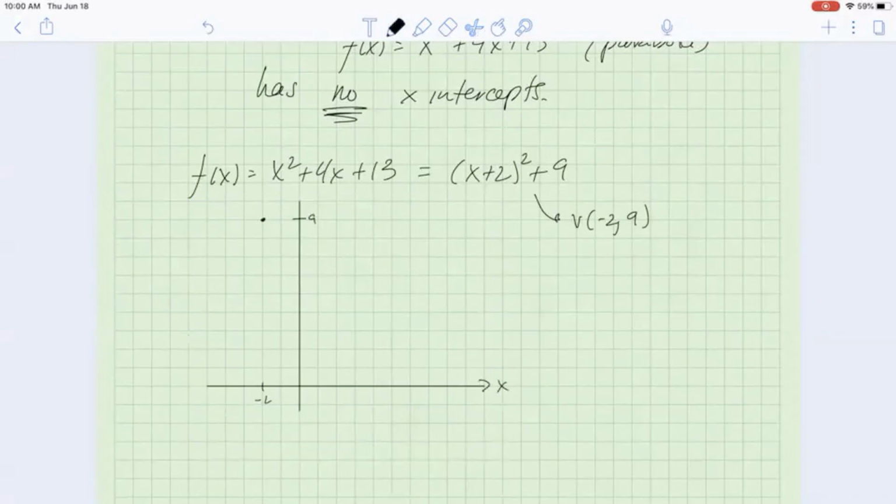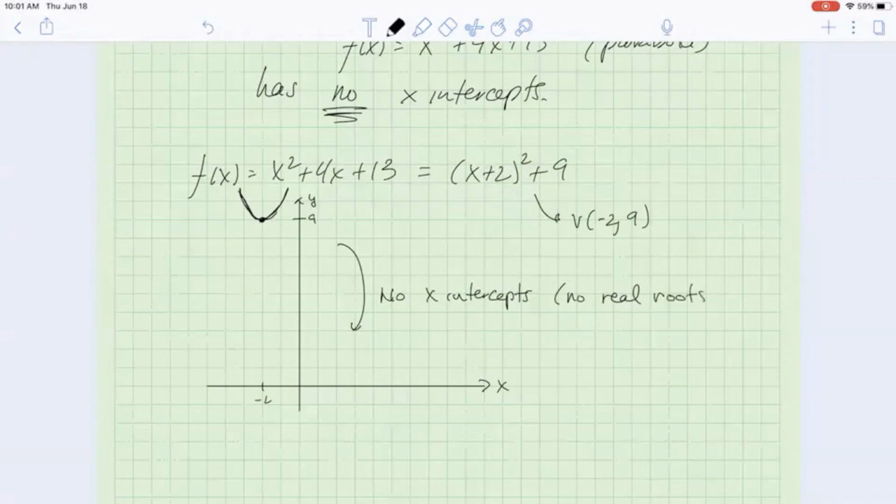This is our x-axis. This is our y-axis. And our parabola actually opens up like this. And what's going on here is there are no x-intercepts. This graph opens upward, and then it was shifted upward. It's impossible for this to have any x-intercepts, that is to say, no real, what we call roots.